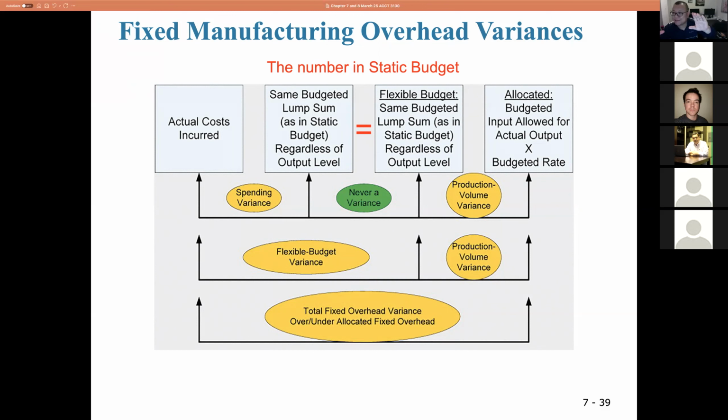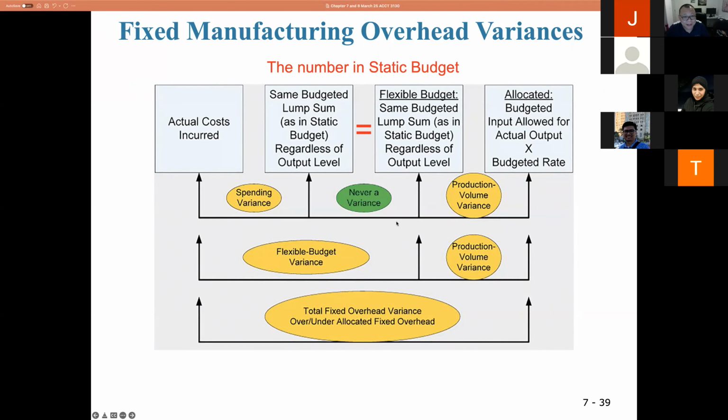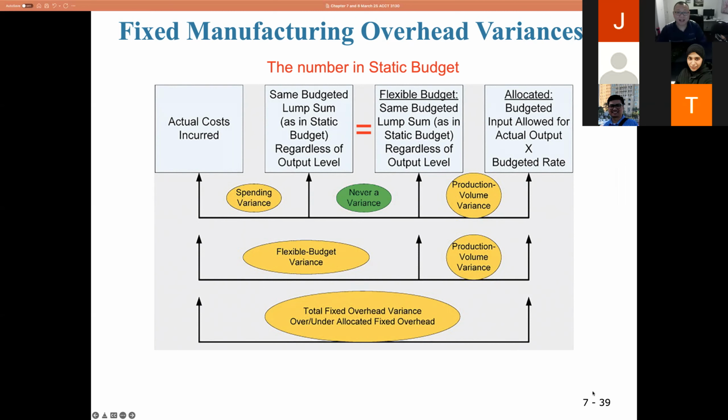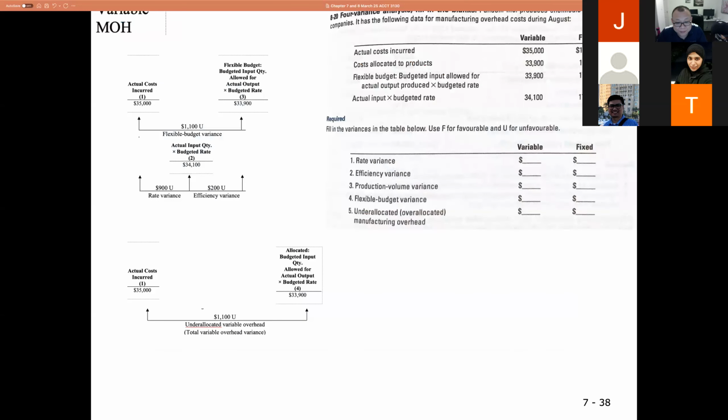Do you remember that? Let me take a poll. If you remember what I'm talking about, in the very beginning I showed the video, and the fixed cost is 2,500, the same for the static budget and the flexible budget. If you remember that, please sum up. Wow, many of you are really paying good attention.